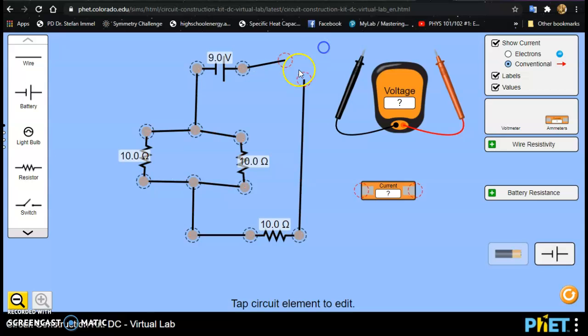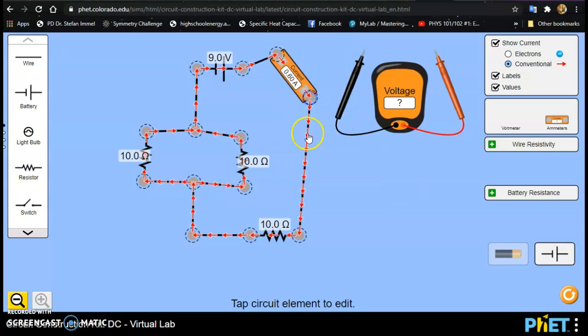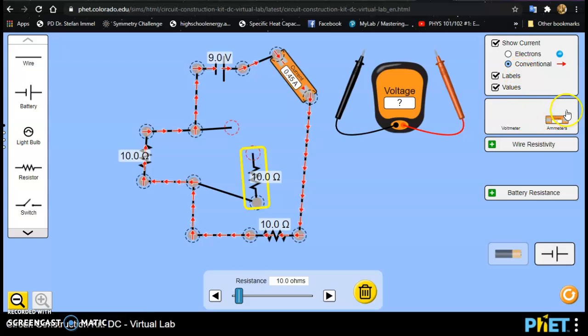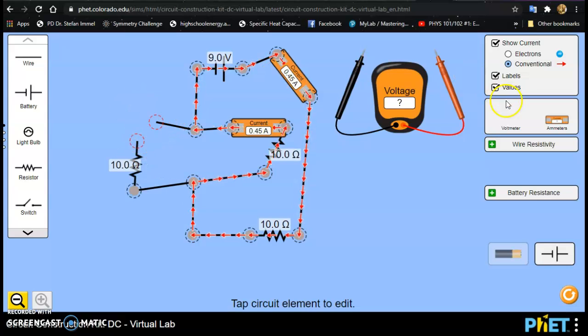I'm going to cut the circuit open, add an ammeter here. I get 0.6 amps of current. I'm going to cut it here, add an ammeter here. I should see 0.3 amps. Yes, because it's split. I should see the exact same 0.3 amps here.